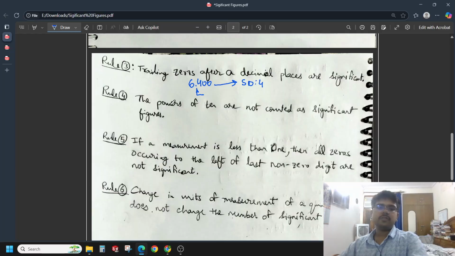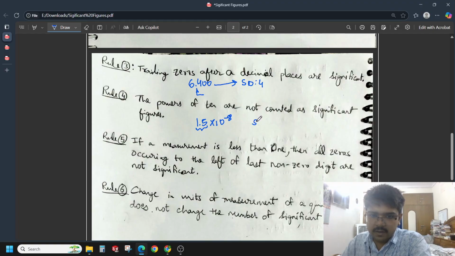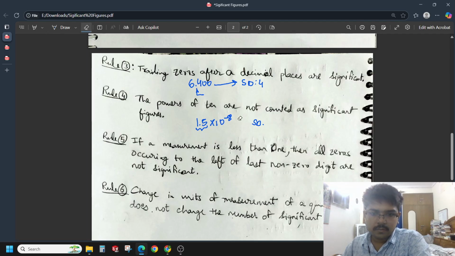Rule 4 states that the power of 10 is not counted in significant figures. Suppose we have a measurement of 1.5 into 10 to the power minus 8. This 10 to the power minus 8 won't count for anything. So the significant digits are 2, that is 1 and 5.